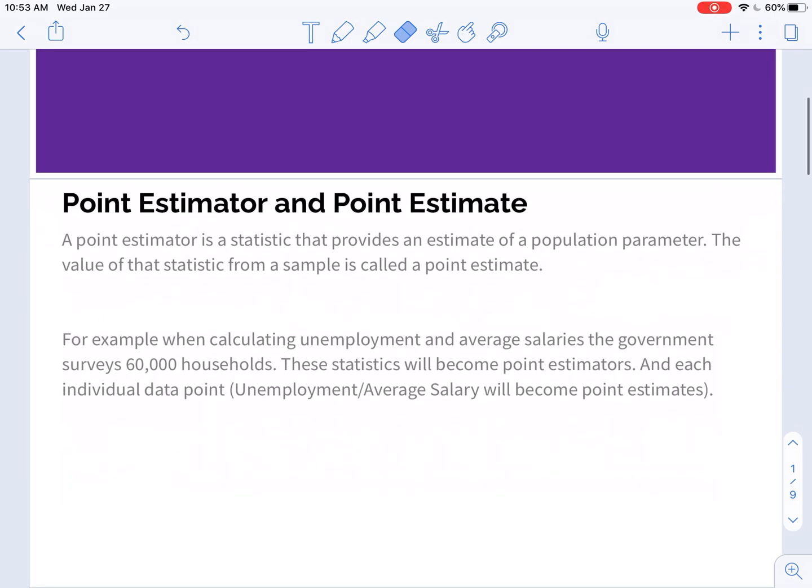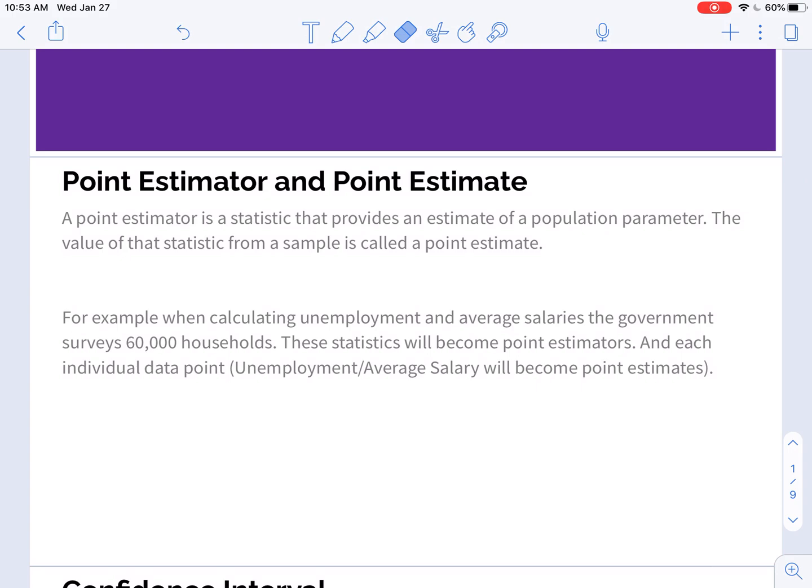First thing that we need to understand is a point estimator and a point estimate. So a point estimator is a statistic that provides an estimate of a population parameter. The value of the statistic from the sample is called a point estimate. So this is getting really nitpicky with our terms here. If I were to do the unemployment thing that the book always talks about, where we get a simple random sample of 60,000 U.S. citizens, and I wanted to figure out unemployment and mean income. If I said, all right, what is the unemployment rate?